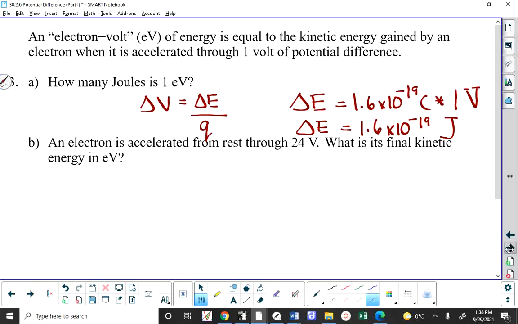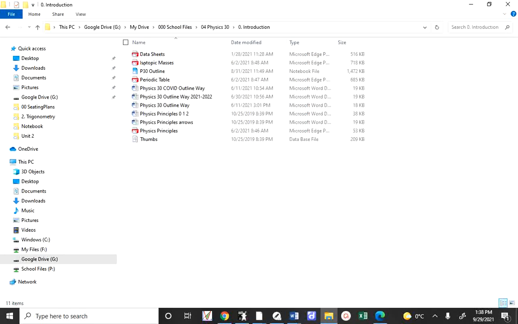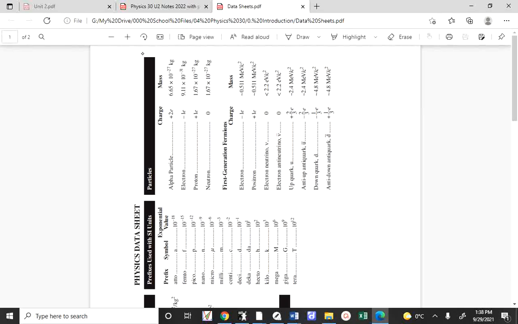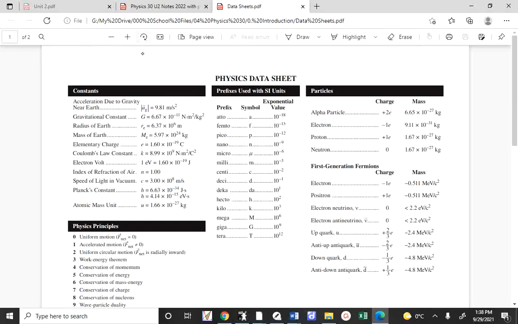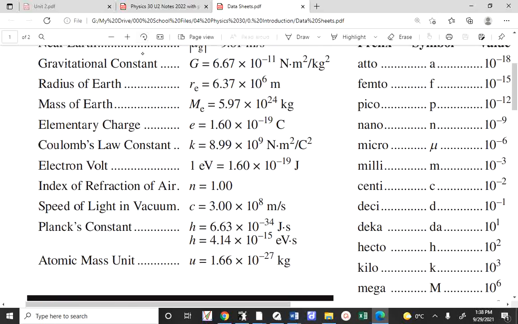Find that on your formula sheet. 1 electron volt is equivalent to 1.60 times 10 to the negative 19 joules. Right there, middle of your screen, electron volt. 1 electron volt is that many joules. So we don't have to do that calculation all the time. Now, why do we want to use electron volts? Let's do the second example of question 3 now, the second part.